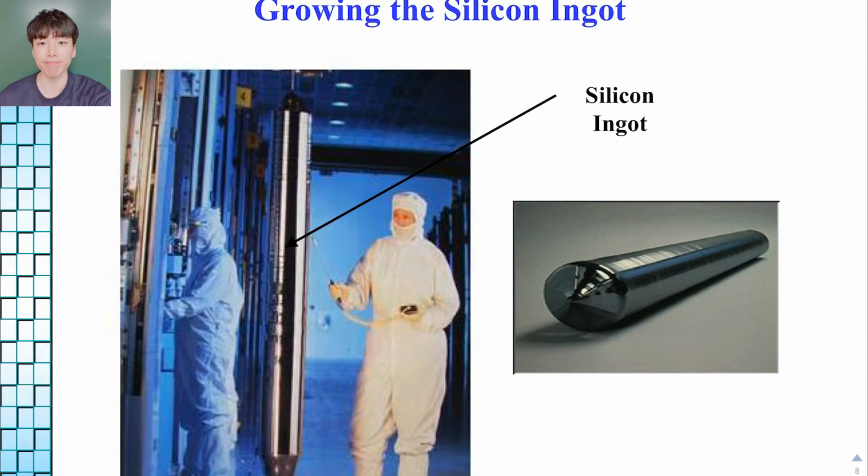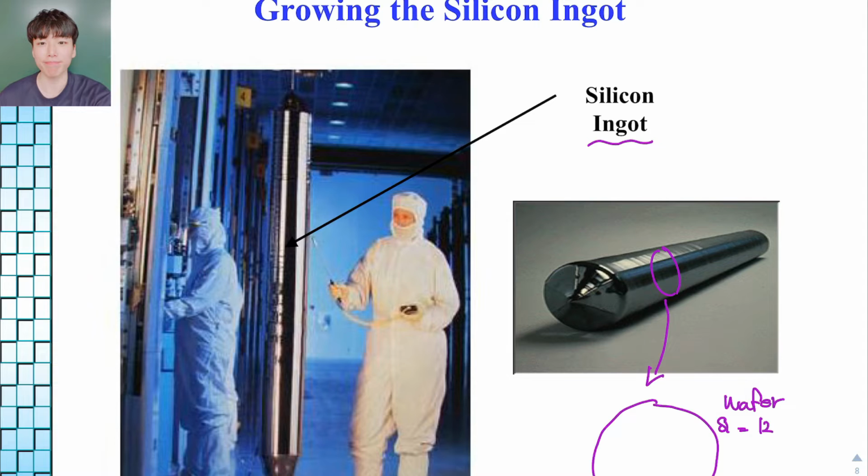This is a picture of a silicon ingot. The silicon ingot decides the size of the wafer. When you cut the ingot, this is the wafer, and the wafer depends on the ingot size, and it decides how many transistors can be made.